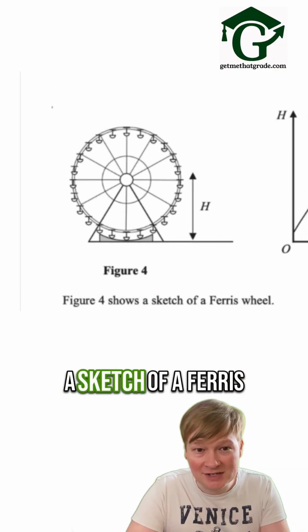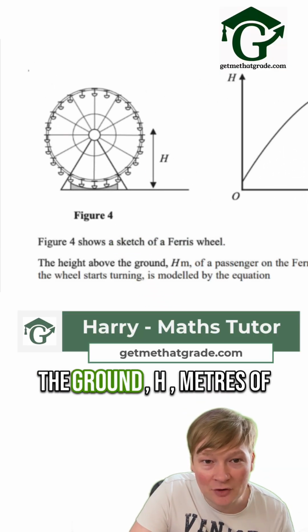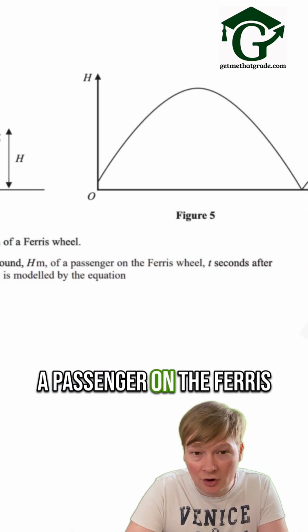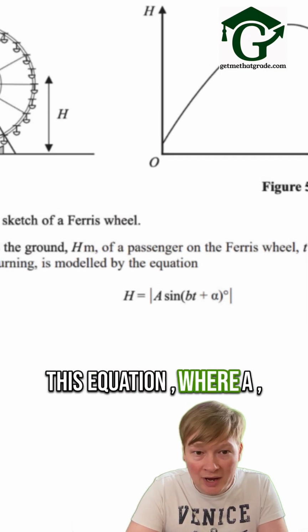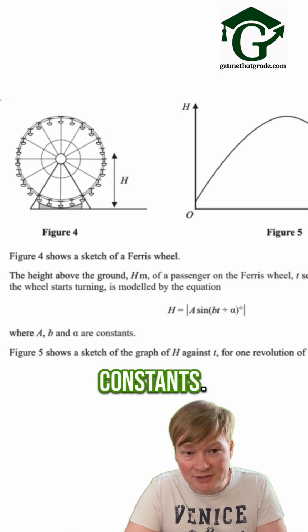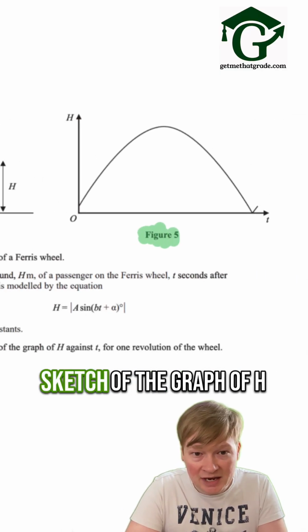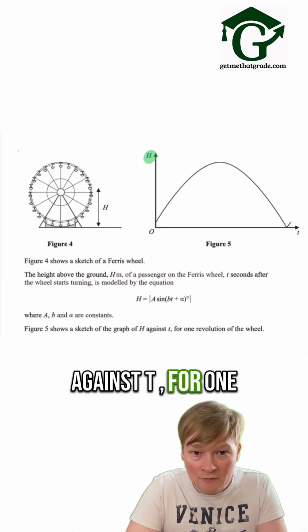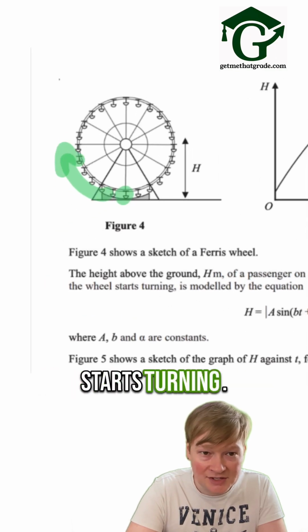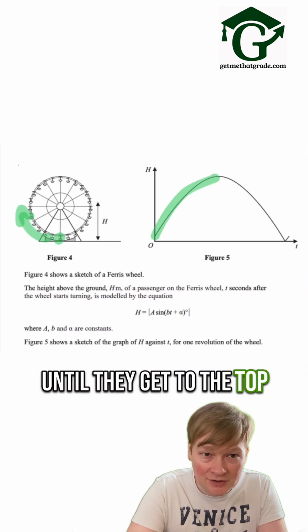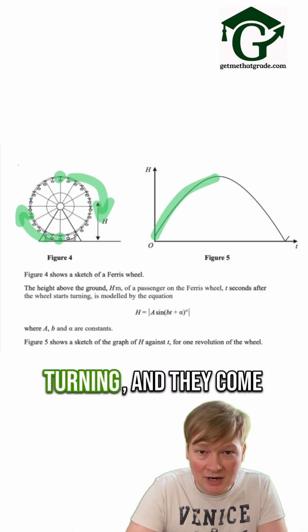It says Figure 4 shows a sketch of a Ferris wheel. It says the height above the ground, h meters, of a passenger on the Ferris wheel, t seconds after the wheel starts turning, is modelled by this equation, where a, b, and alpha are constants. Figure 5 shows a sketch of the graph of h against t for 1 revolution of the wheel. So we can imagine that a passenger maybe gets on here and then the wheel starts turning. They increase in height until they get to the top of the wheel, and then the wheel continues turning and they come back down here.